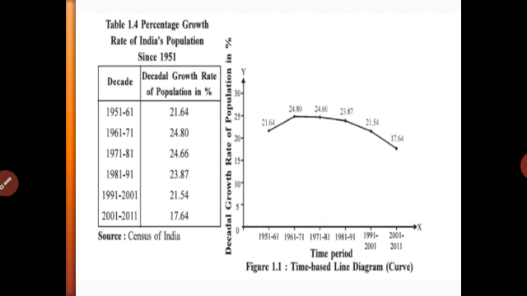And the line diagram is based on what? Time. So it is called a time-based line diagram or curve. You can easily understand independent variable x and dependent variable y. The time-based line diagram is based on time. So time is an independent variable and time never changes. The dependent variable on the y-axis is always changing.